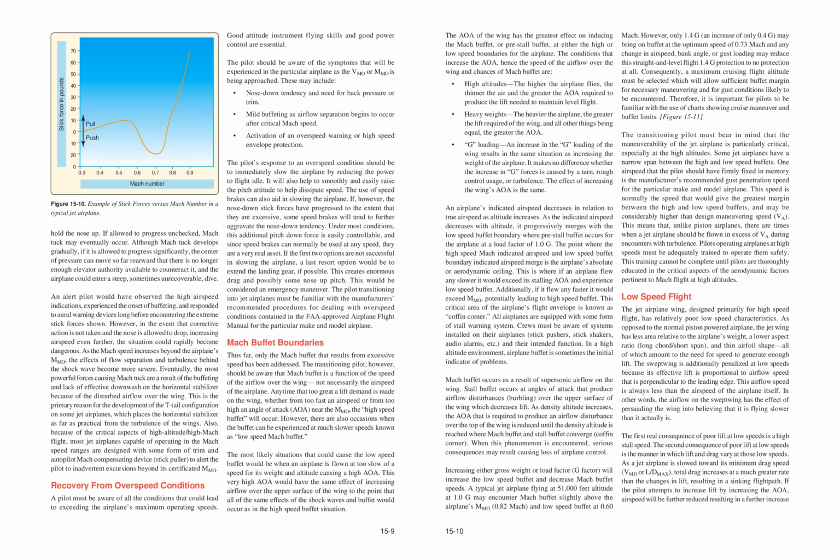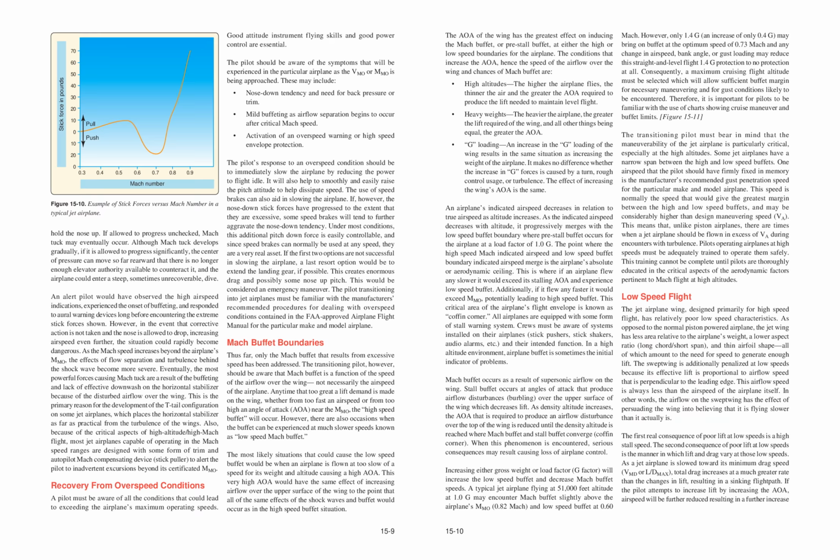Low-speed flight. The jet airplane wing, designed primarily for high-speed flight, has relatively poor low-speed characteristics. As opposed to the normal piston-powered airplane, the jet wing has less area relative to the airplane's weight, a lower aspect ratio, long chord/short span, and thin airfoil shape, all of which amount to the need for speed to generate enough lift.